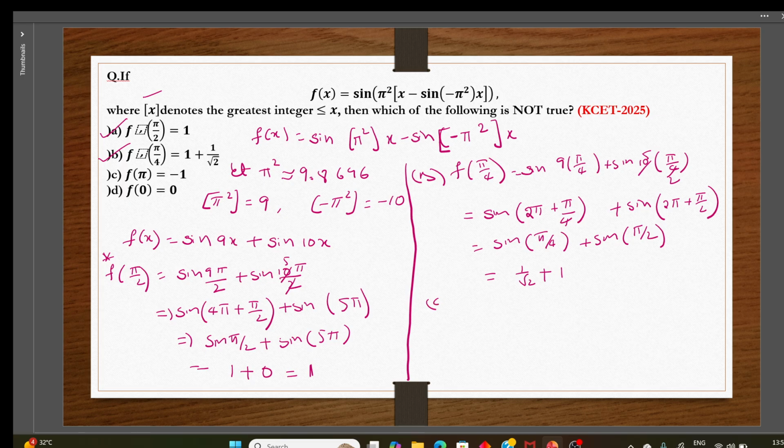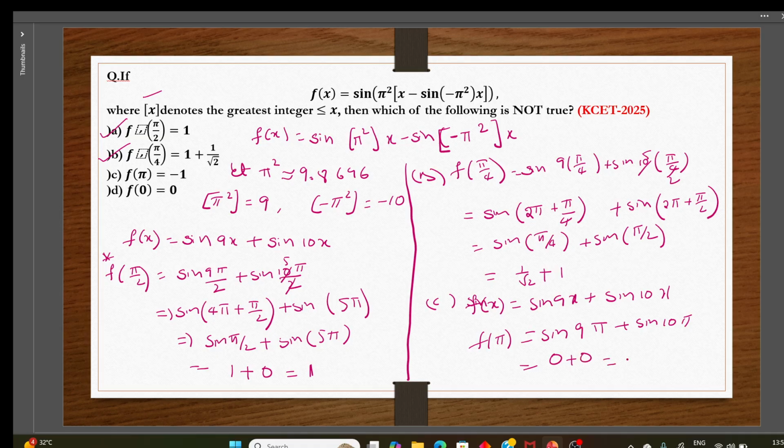Now check option C. What is option C here? f of pi is equal to minus 1. f of x is equal to sine 9x plus sine 10x. What is the x value here? Pi. So f of pi is sine 9 pi plus sine 10 pi, which gives 0 plus 0 equal to 0. So the answer is 0, but in the option given minus 1. So this option is wrong.